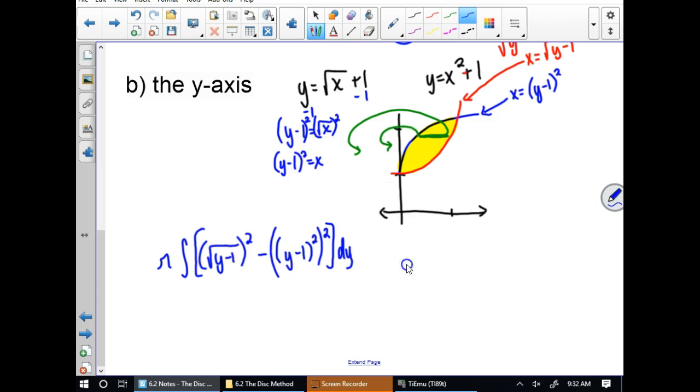What should my limits of integration be here? They are 1 to 2, because since this is in terms of y, we're pulling those from the y-axis here. So from 1 to 2.